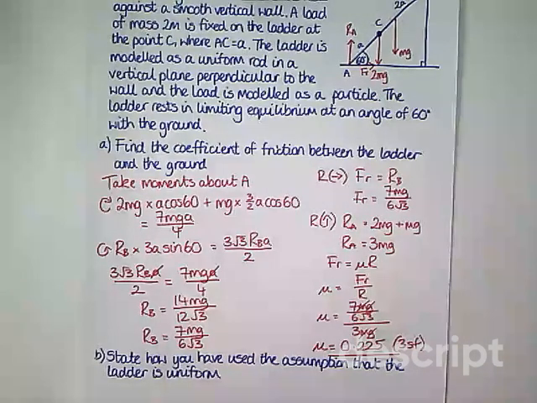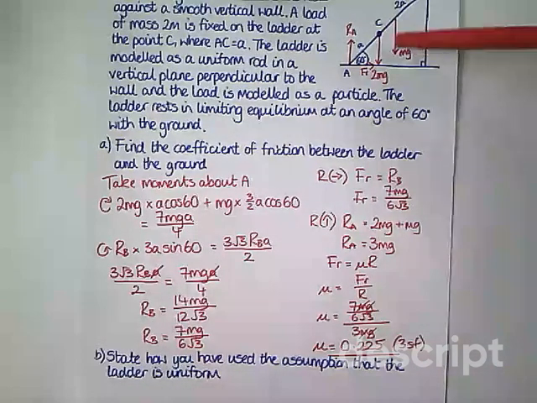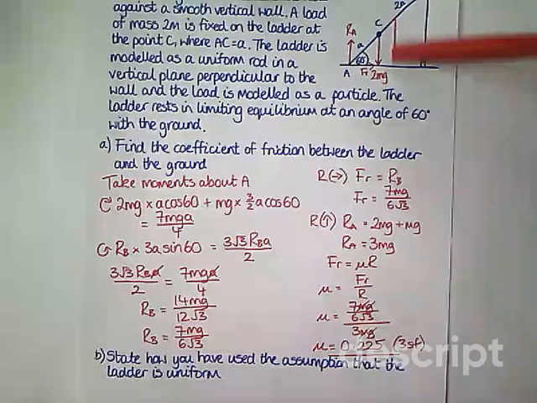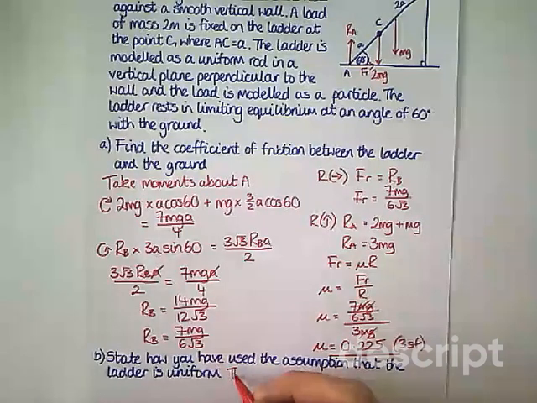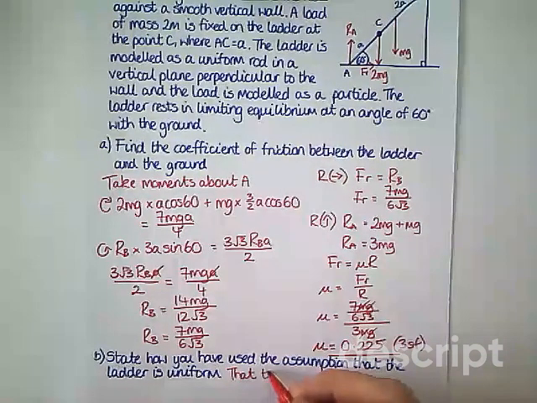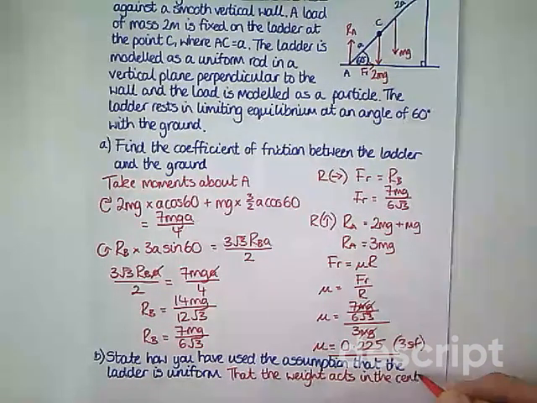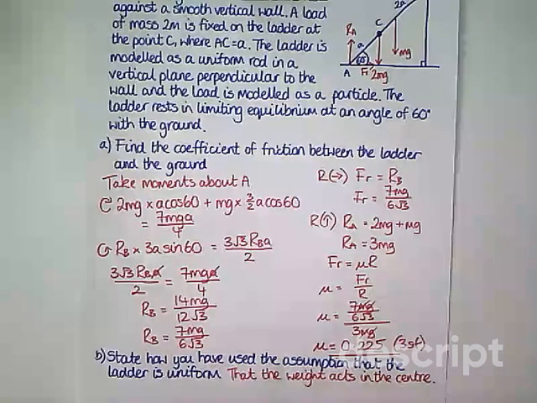Then part B just says state how I've used the assumption that the ladder is uniform. What did we do with the fact that it was uniform? Well, the fact that the weight appears to act in the centre. Obviously, if it was a non-uniform rod, then it would be acting at a different point, and that would change our values. The assumption that the ladder is uniform, that the weight acts in the centre, or the centre of mass is in the middle of the ladder.